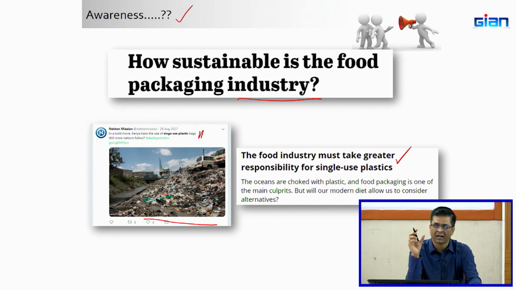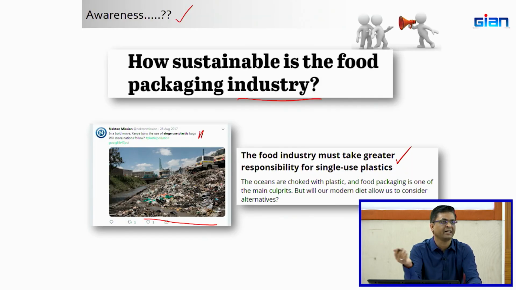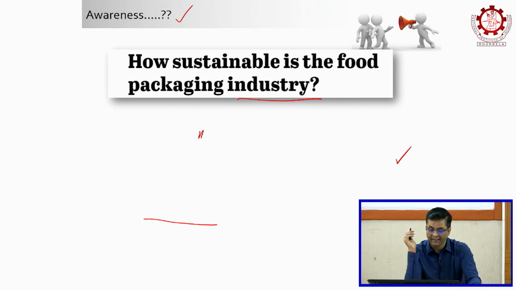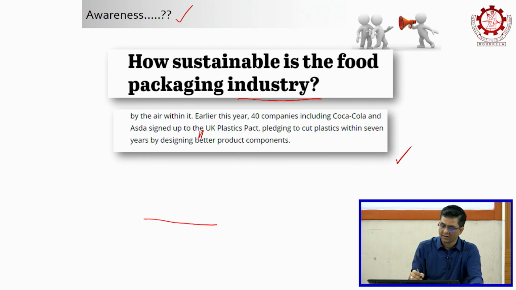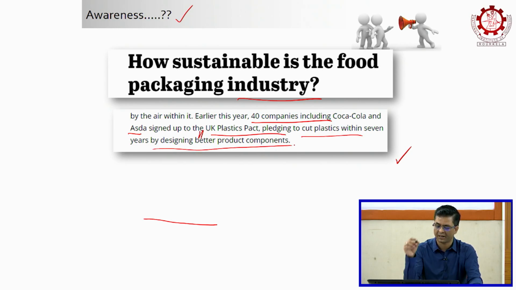Most of the pan parag and those small gutka packets which used to be everywhere have now been replaced with degradable or bio based ones. That is why you do not see that type of waste product that much on the street, because it degrades faster. And then, earlier 40 companies including Coca-Cola and Asda, a big retail company like Tesco, signed up to the UK Plastics Pact, pledging to cut plastic within 7 years by designing better product components.